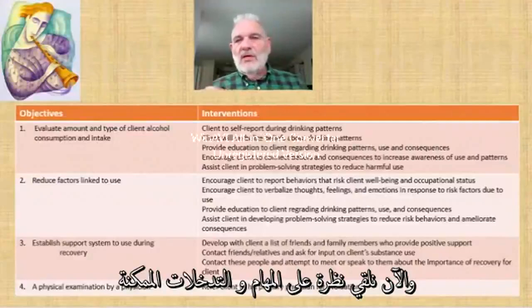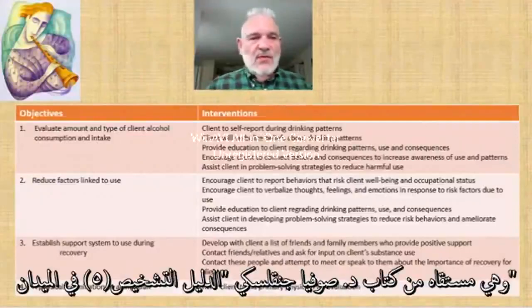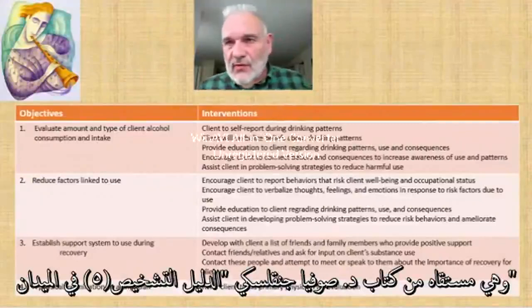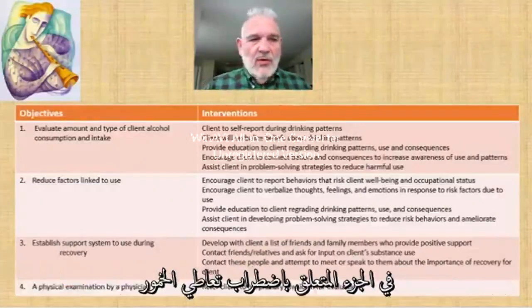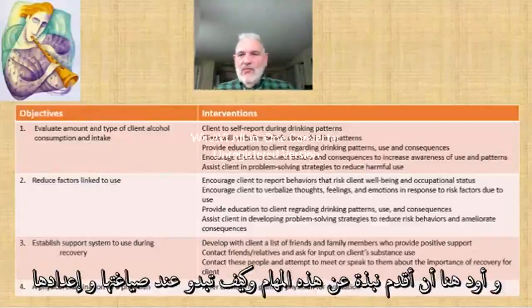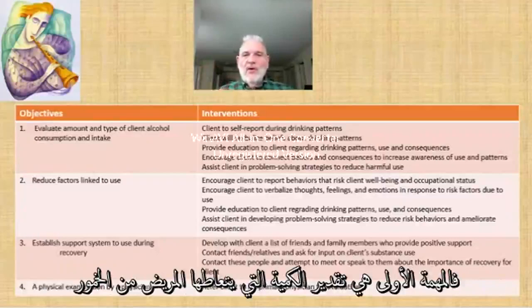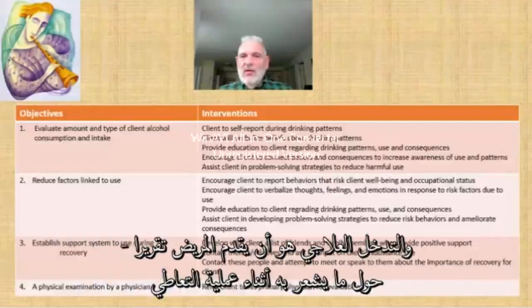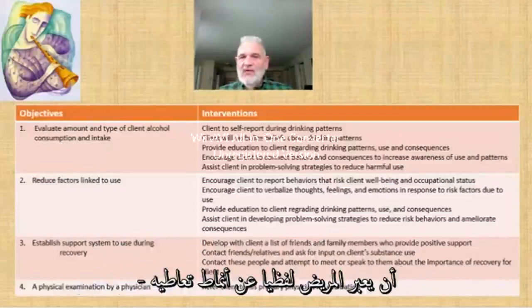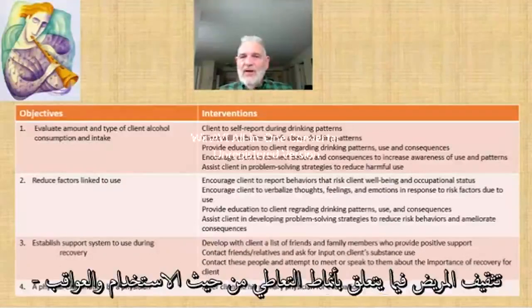And again, looking at objectives and interventions. This comes from the DSM-5 in Action, Dr. Sofia Jingaleski's book, under alcohol use disorder in the text. But I wanted to give you sort of a brief look at what this might appear to be when you render it. So the first objective here is to evaluate amount and type of alcohol consumption and intake. So on the intervention side, the client would report drinking patterns, what's going on with them in terms of feeling, and verbalize beliefs about drinking. Then provide education to the client regarding drinking patterns, use, and consequences.